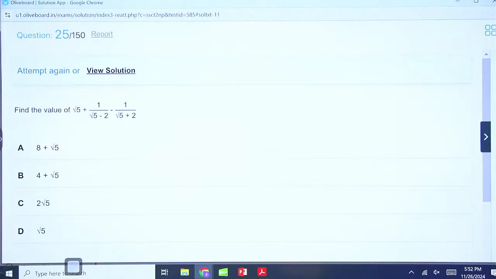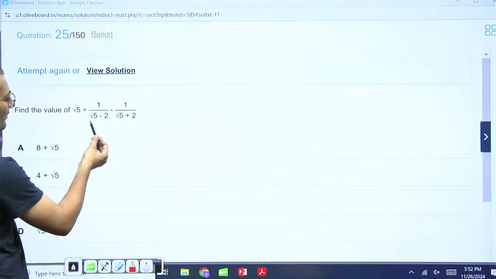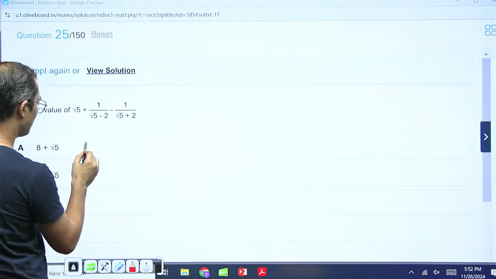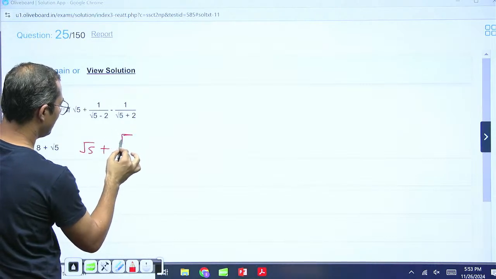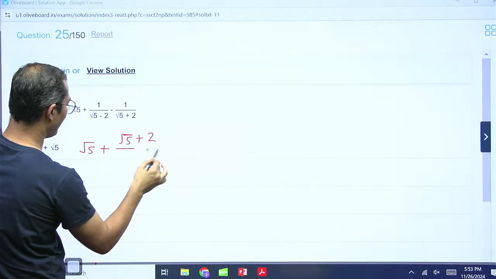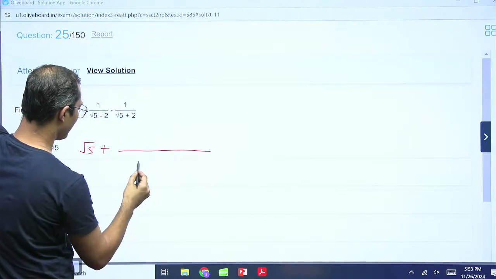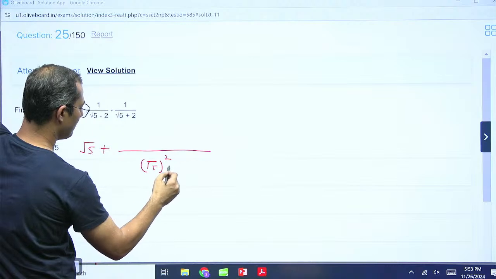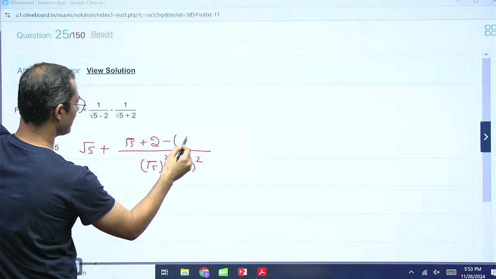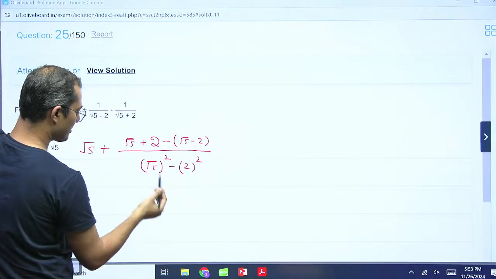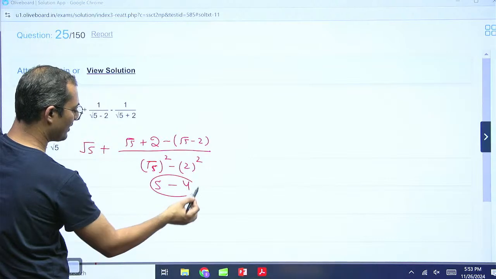See, the question is saying, so here we can use the concept of rationalization. So we can say that root 5 plus 2 divided by root 5 minus 2, just take LCM of both, right? So we can say that root 5 square minus 2 square, right? So we can say that root 5 plus 2 minus root 5 minus 2, right? So root 5 square is 5, minus 2 square 4. So here we will get 1, right?